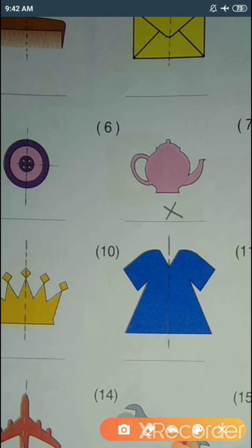Now number 6. One kettle is given. So this shape, if we draw a vertical line, then these two parts are not similar. If I draw one horizontal line, then part 1 and part 2 do not match each other. So this shape does not show symmetry. So we'll just put one cross below this picture.